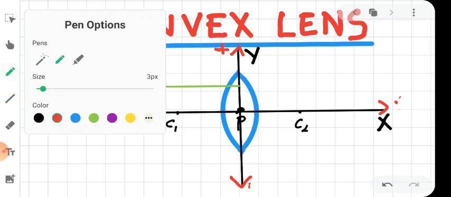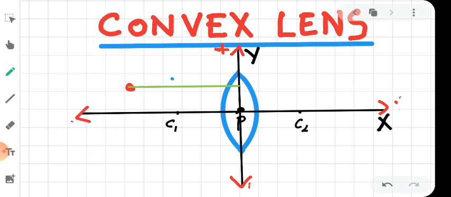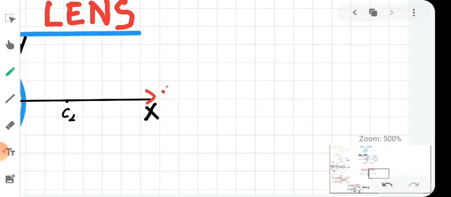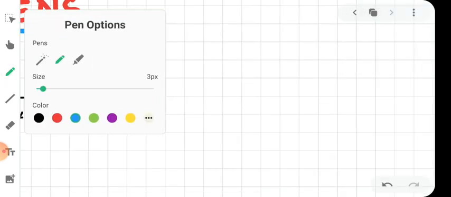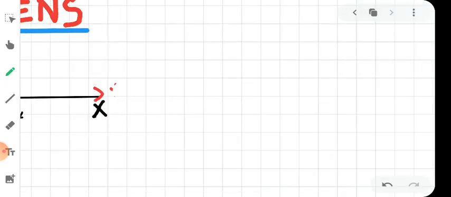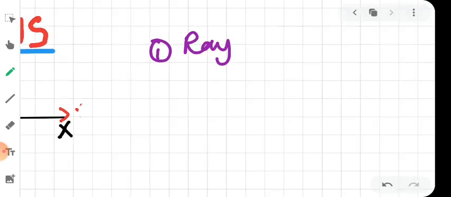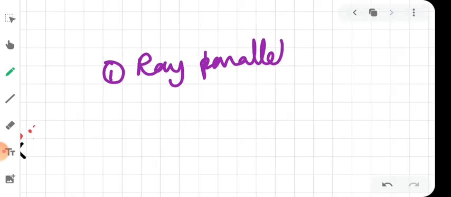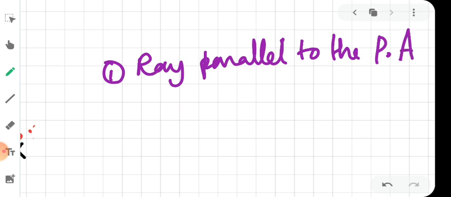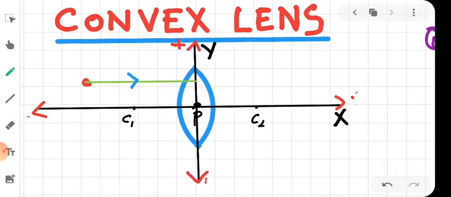Ray 1 is the ray parallel to the principal axis. Let me write it somewhere over here. We have four rays, and ray 1 you are considering is the ray parallel to the principal axis. I'm going to write PA in short for principal axis. So you take the ray parallel to the principal axis.